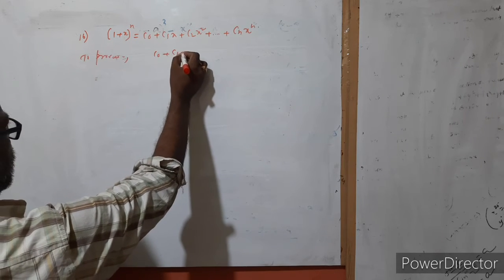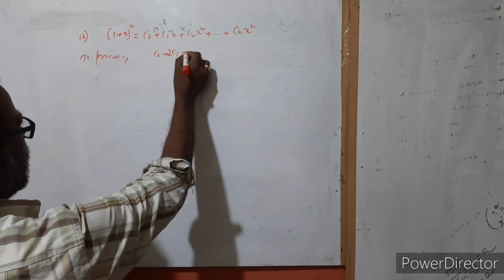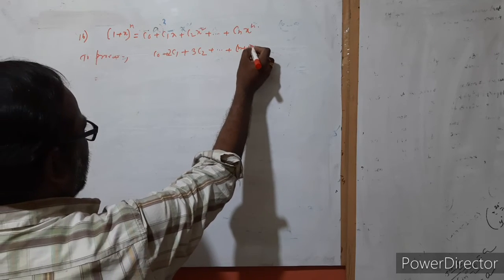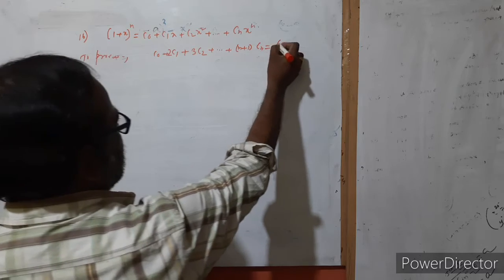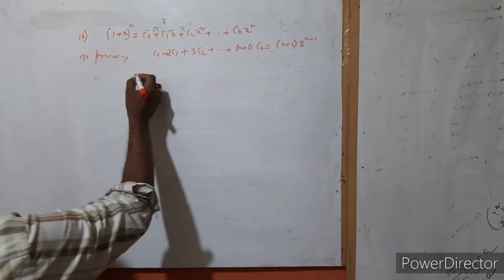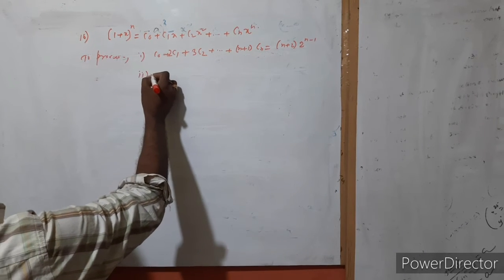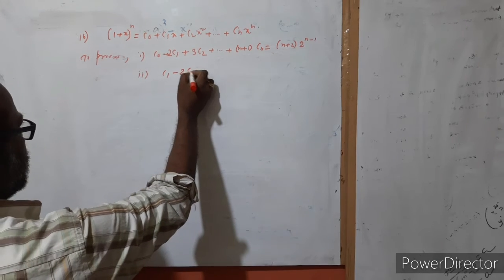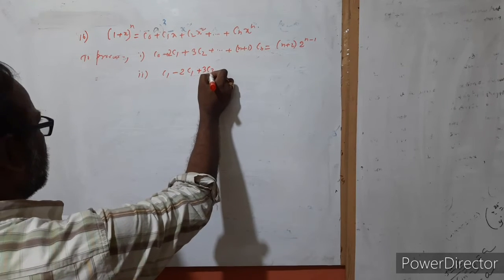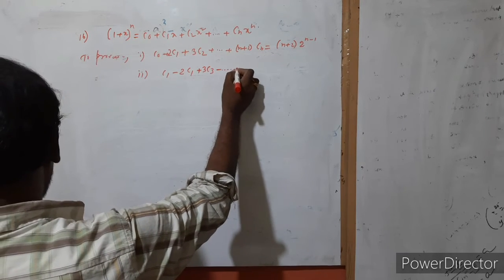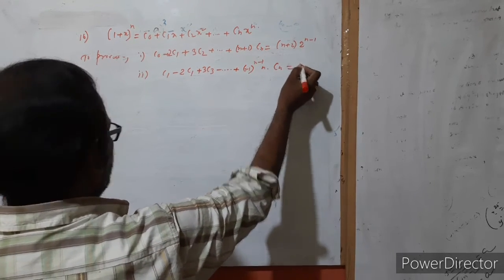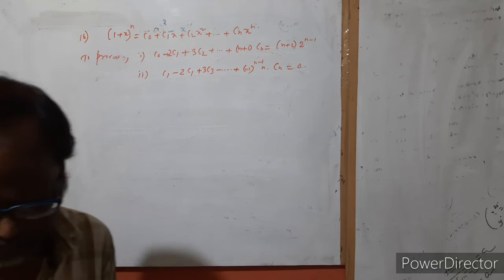that c0, 2c1, 3c2, plus up to n plus 1 cn, is equal to n plus 2 into 2 to the power n minus 1. This is number 1. This is number 2: c1 minus 2c2 plus 3c3, minus plus, minus 1 whole to the n minus 1, n into cn, equal to 0. Okay, very interesting question. See the solution.